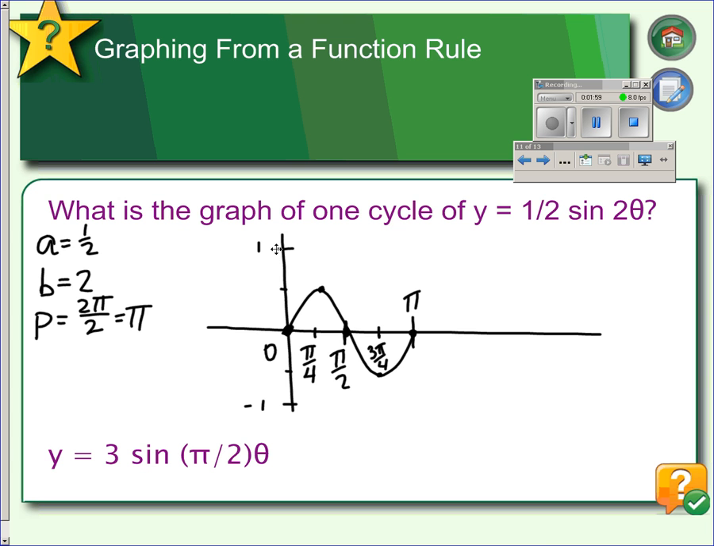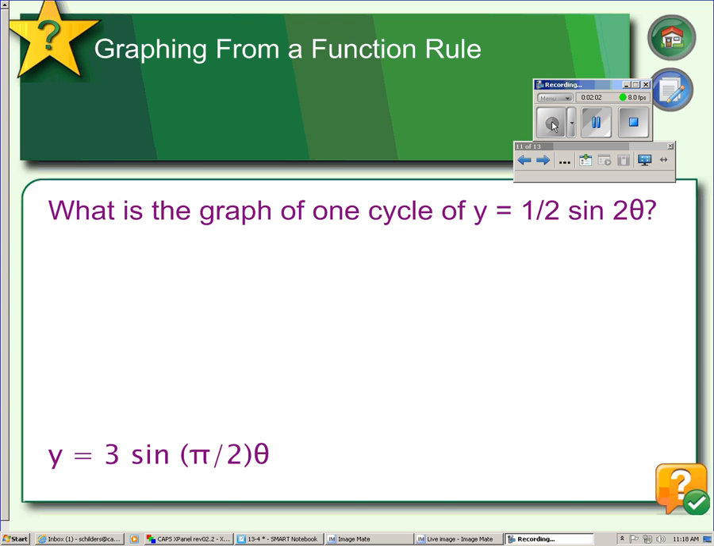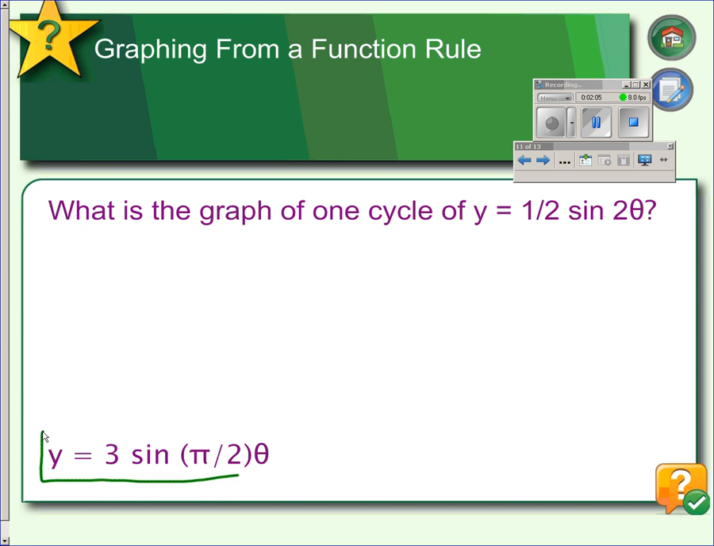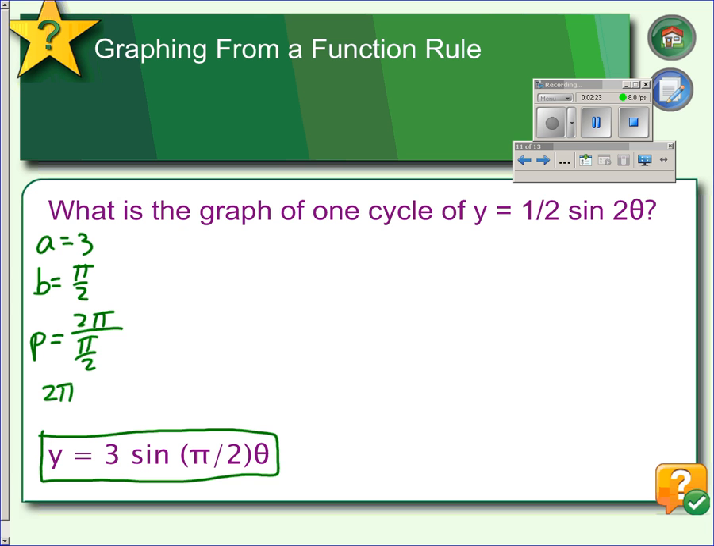Okay, then we'll do our second example. Our second example is here on the bottom of the page. So our equation is y equals 3 sine pi halves theta. So that means a is 3, b is pi halves. So the period of this function is 2 pi divided by pi halves. So that means we're dividing fractions, which means multiplying by the reciprocal. Pi's will cancel and we'll get 4. So the period of this function is 4.